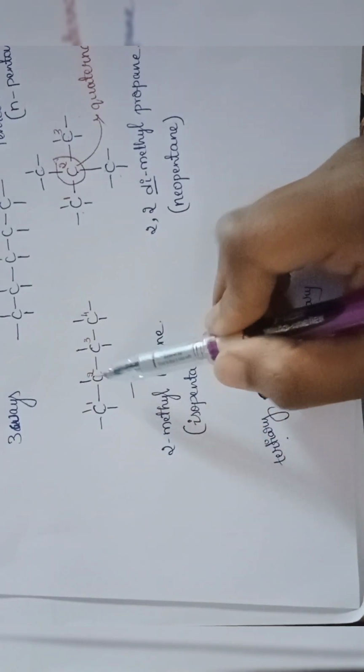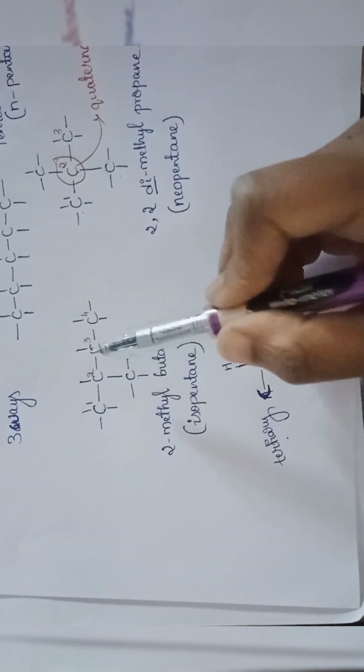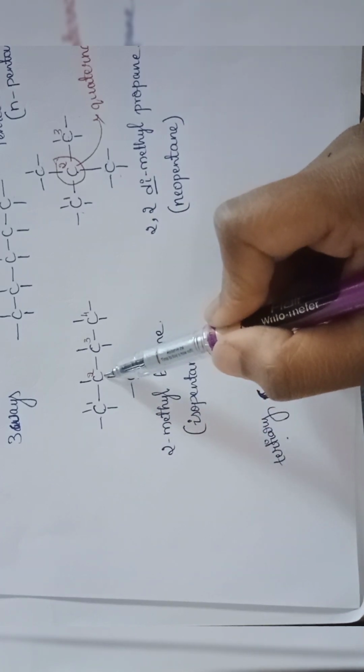In this, 1, 2, 3, this carbon atom is attached with 3 carbon atoms. Hence this second carbon is known as a tertiary carbon atom.